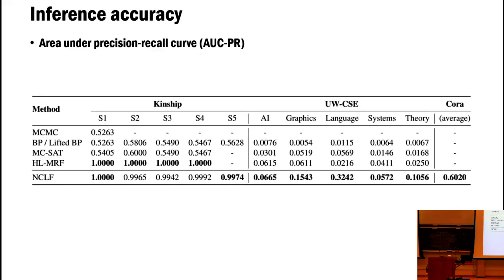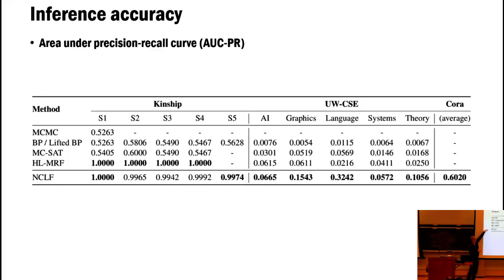For instance, in the UW-CSE case, I want to predict the student-advisor relationship. For some areas, you get a big boost, for instance language. I don't know why. In some areas, you get a smaller boost, but consistently you see an increase in prediction accuracy. The Cora dataset is very large for all these methods.